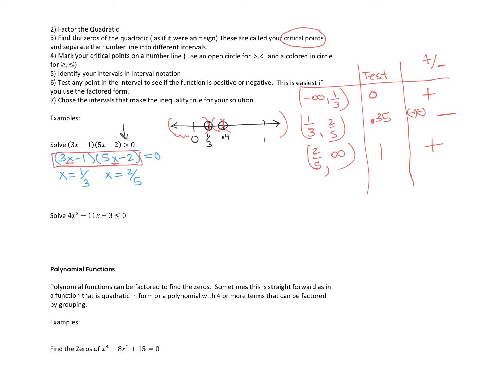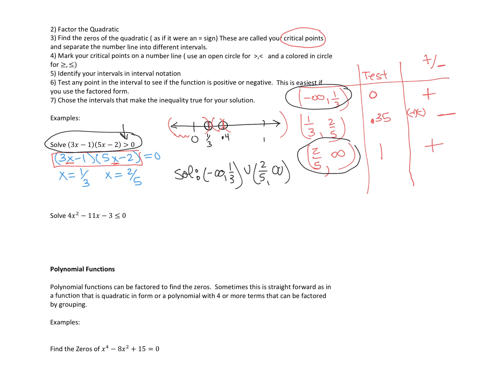Okay, we're almost done. So what we do now is we look at the original inequality here, and we say we wanted things to be greater than 0, and that would be these two intervals. So our solution would be -infinity up to 1/3 union 2/5 to infinity.